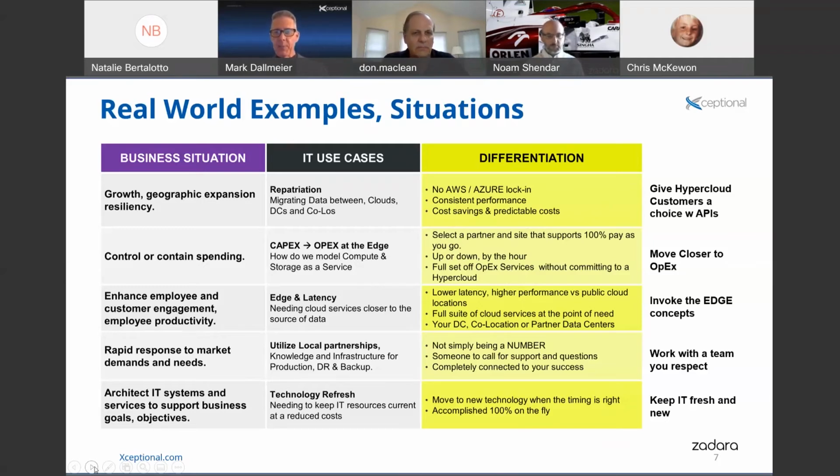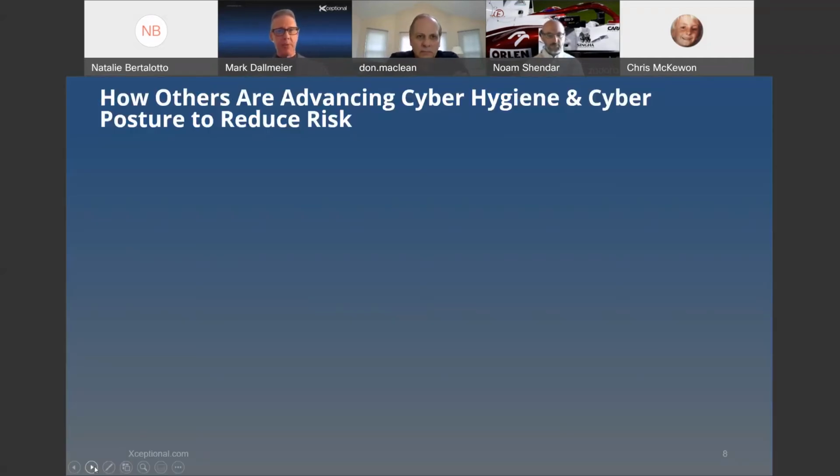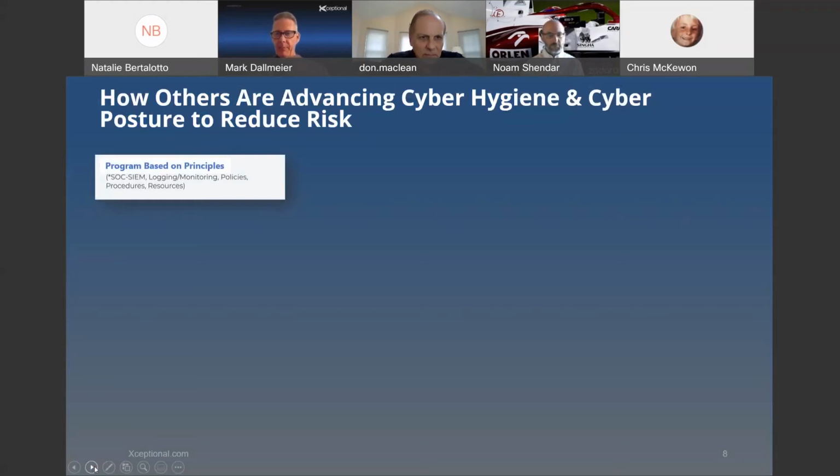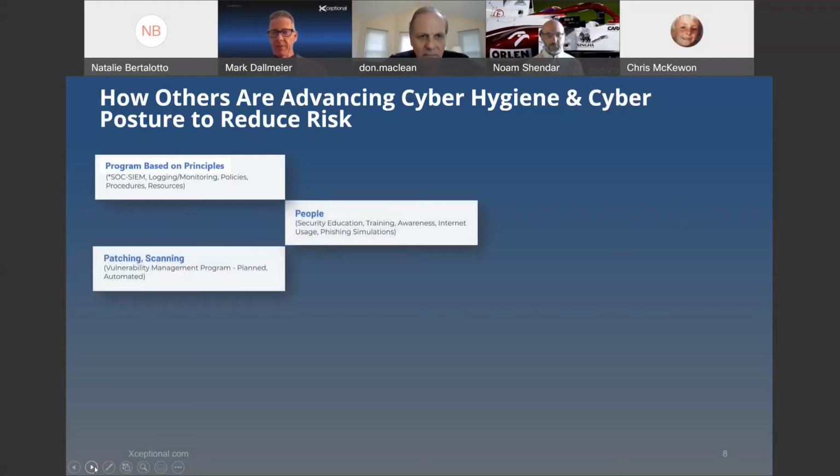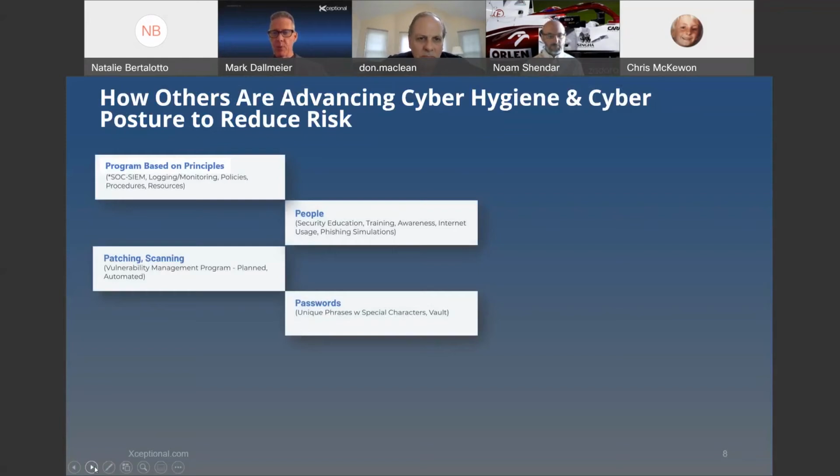Fantastic. That's great perspective, Noam. I appreciate you walking through that. And I'm going to probably just build out and fast track this slide, but these are some of the core building blocks that we see organizations deploy as they're looking to move towards a zero trust model, or they're looking to enhance or advance their cyber hygiene and their cybersecurity posture to defend and protect themselves against ransomware and some of these other attacks.